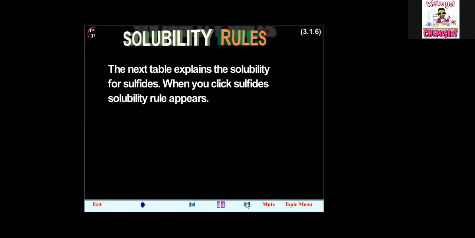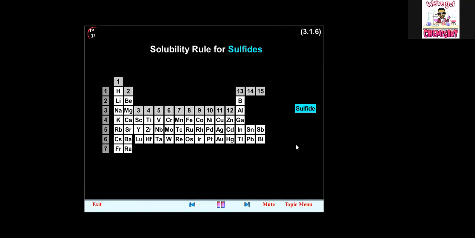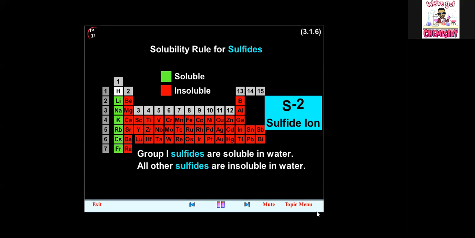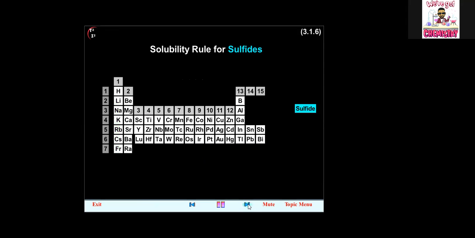The next table explains the solubility rule for sulfides. When you click sulfides, the solubility rule appears. You have to remember these rules as well. Group 1 sulfides are soluble in water. All other sulfides are insoluble in water. Remember that rule.